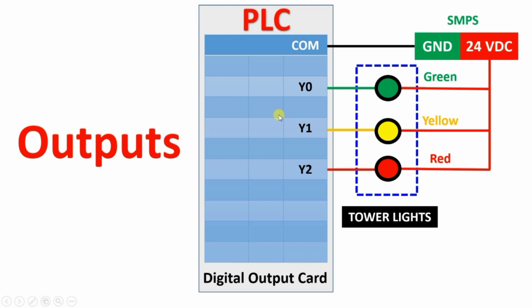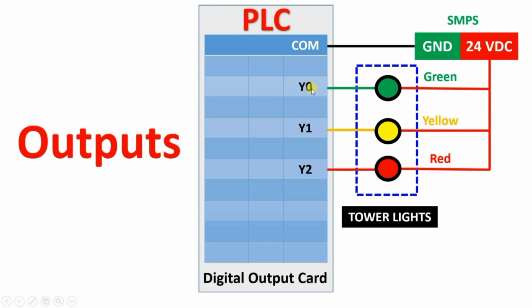Now we will see the output wiring for the tower light. In every industrial panel, there is one tower light indicating the different operations. So how will we connect that? We will connect the ground terminal of the SMPS to the common of the PLC digital output. After that, we will connect the 24-volt supply to each LED.